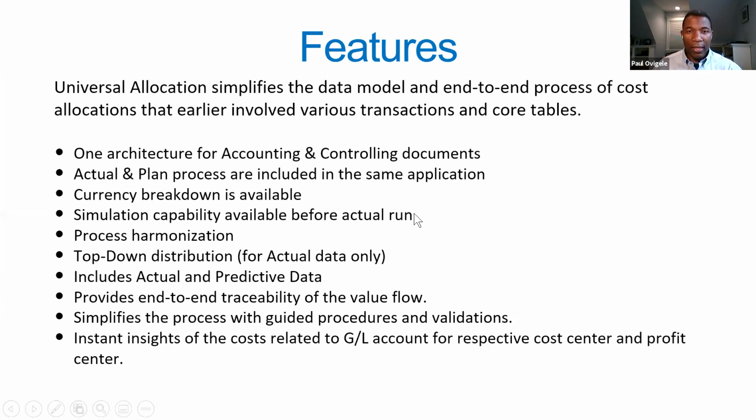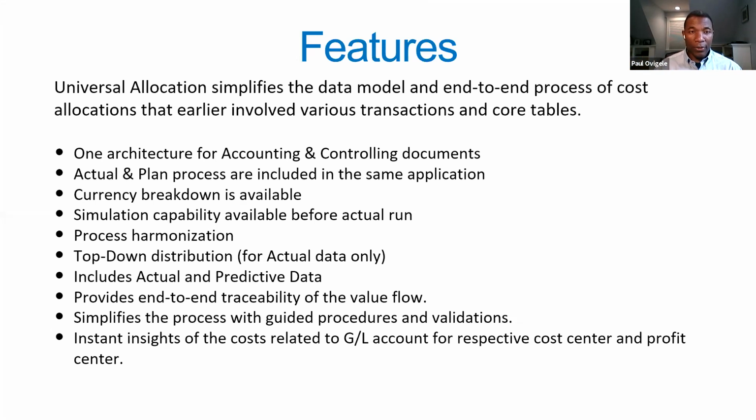Again, one could argue that that was already available in ECC if you do a test run. It's a little better with Universal Allocation because you can actually step into the simulated allocation results. Process harmonization. So again, just bringing things that were previously separate all together in one or few apps.